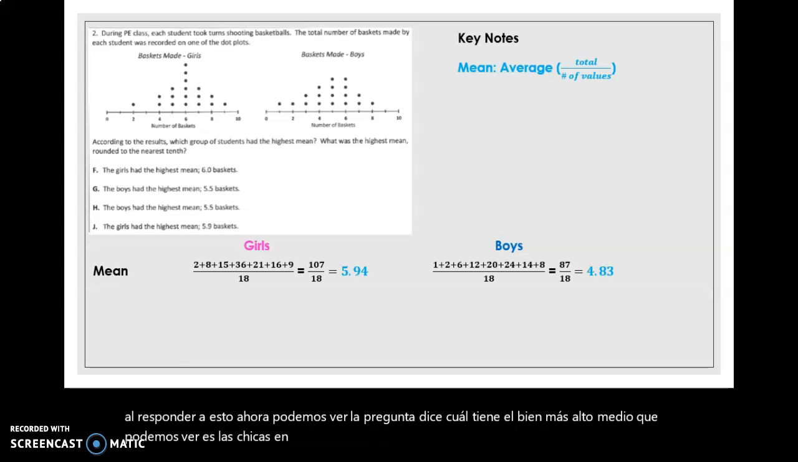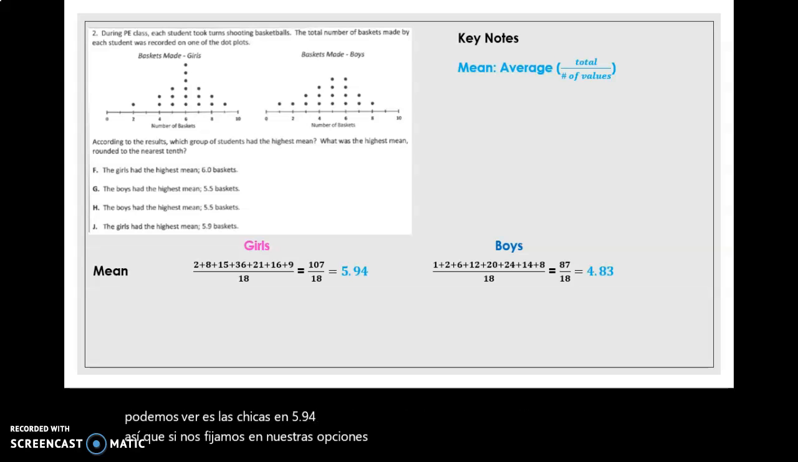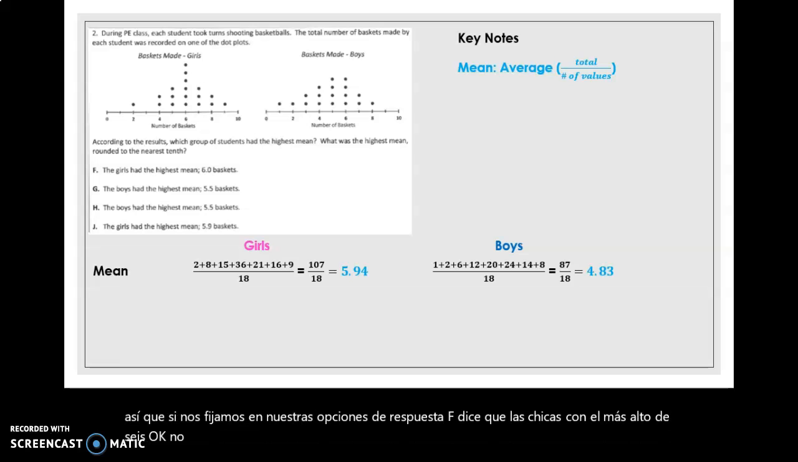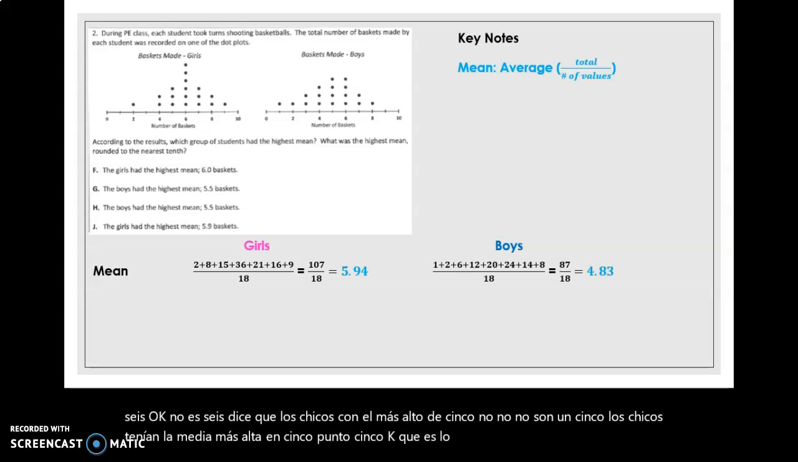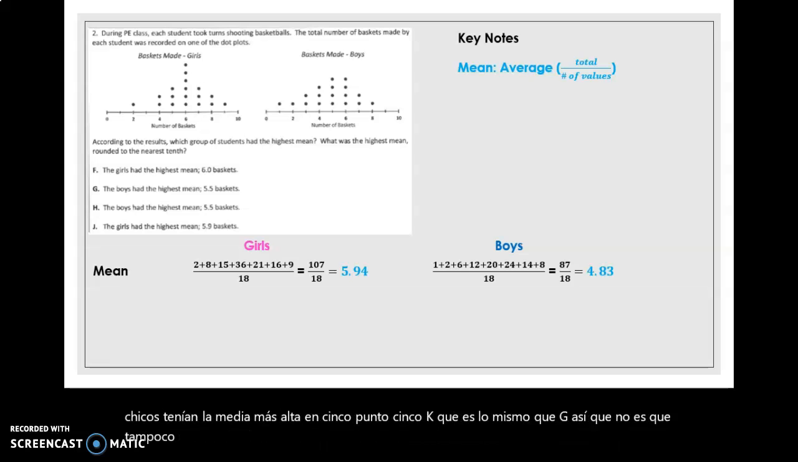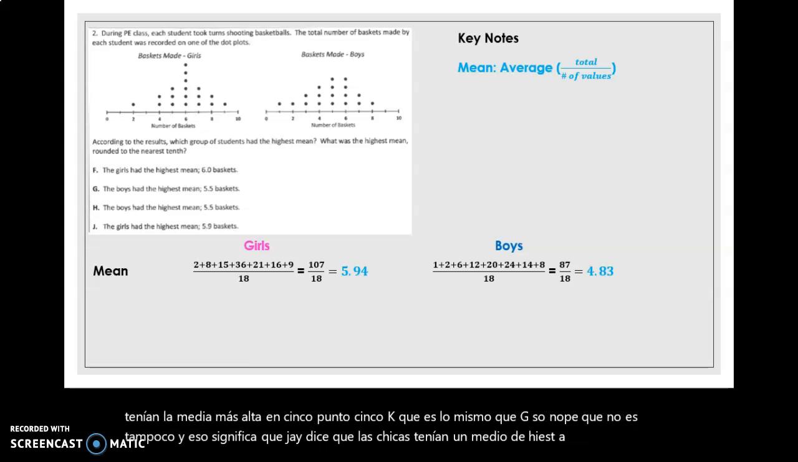So if we look at our answer choices, F says the girls with the highest of 6. Okay, it's not 6. G says the boys with the highest of 5. Nope, they're not at 5. H says the boys had the highest mean at 5.5. Okay, that's the same as G. So, nope, that's not it either. And that means that J says the girls had the highest mean at 5.9. That is the answer. Yes, that is correct. So our answer is J.